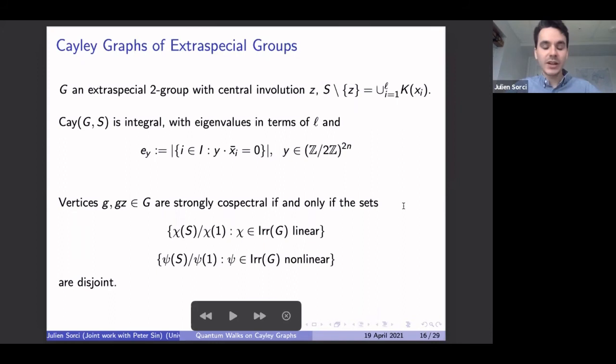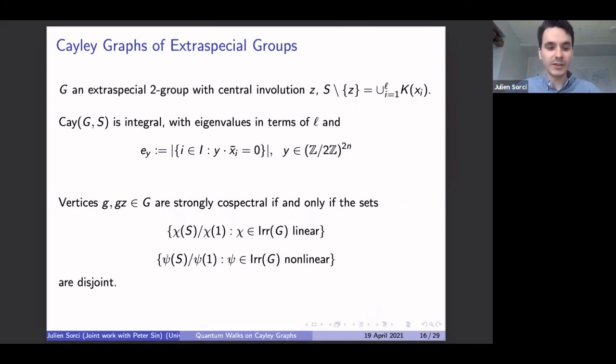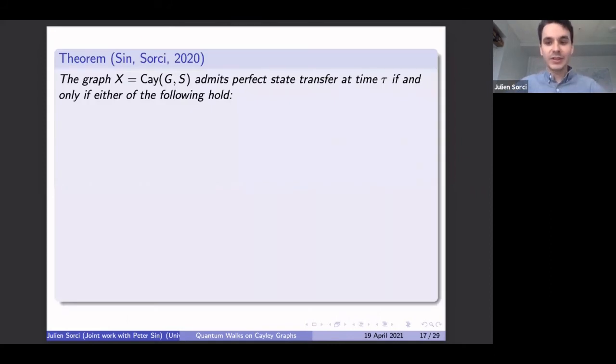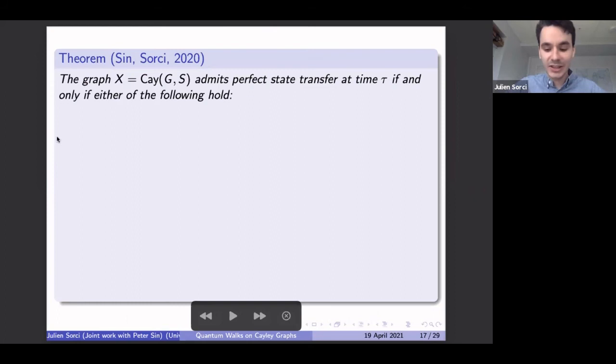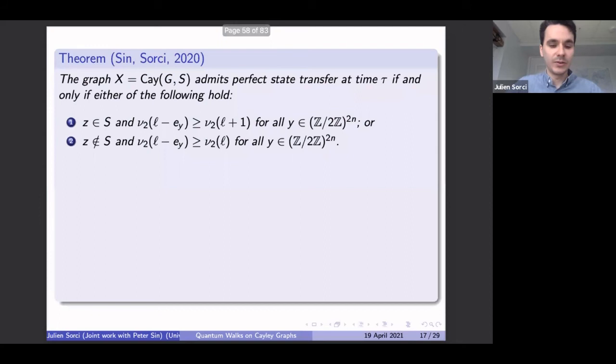Okay, so now that we figured out when vertices are strongly cospectral, we're well on our way to determining when these graphs admit perfect state transfer. The idea is that we're going to use the theorem of Coutinho that I presented earlier. I'll give you first the preliminary theorem of perfect state transfer, and then we'll simplify it in a second. It looks a bit messy, but we'll clean it up in just a minute.